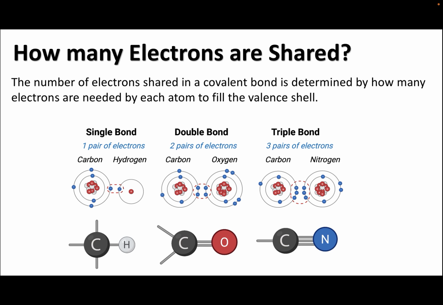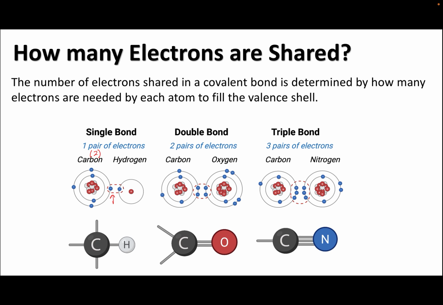Kind of the last thing that we need to consider about covalent bonds is how many electrons are ultimately being shared between said atoms. So if you have a single covalent bond, then what you're referring to is a pair of electrons that are being shared, aka 2. You can see this in the schematic drawn between carbon and hydrogen. What I've done is I've circled the pair of electrons that would be ping-ponging back and forth between the hydrogen and the carbon atom.